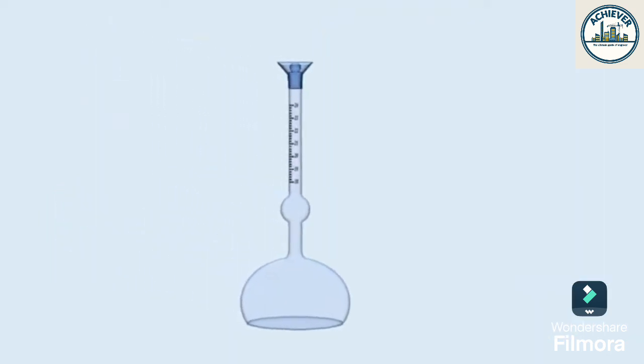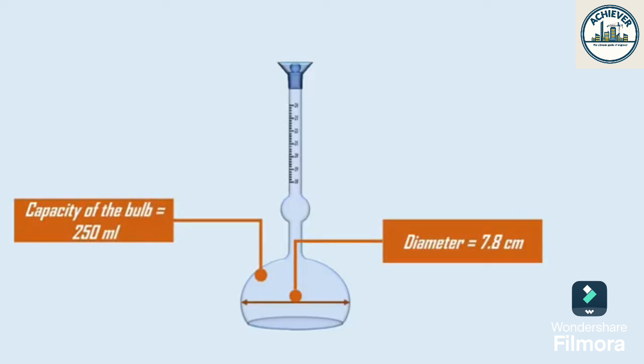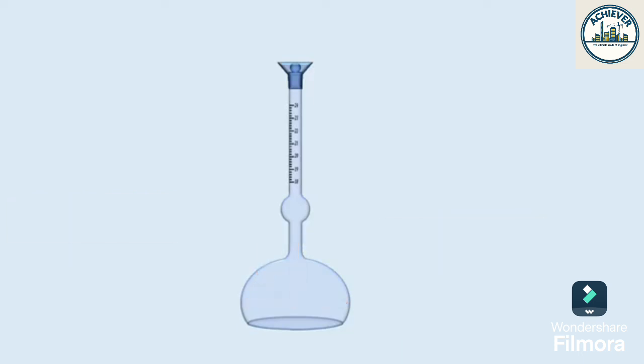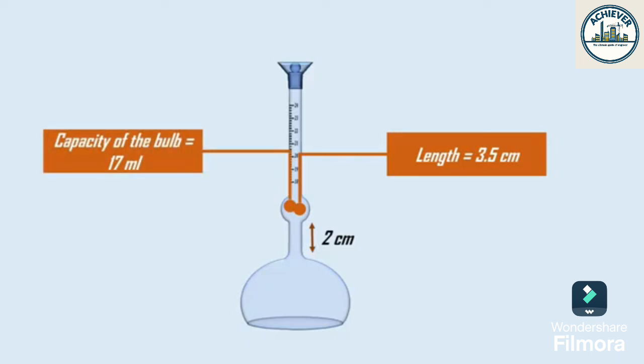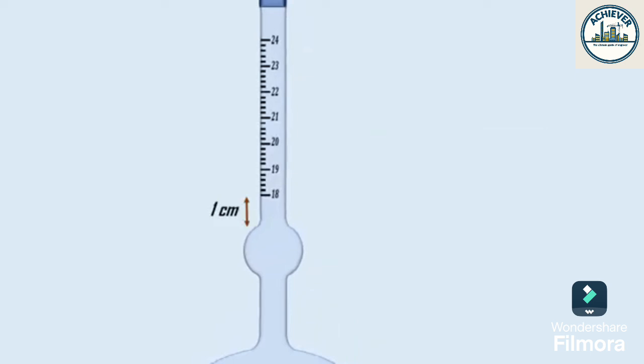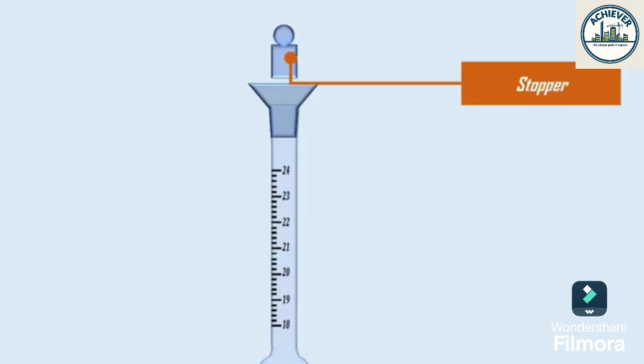The Le Chatelier flask is made of thin glass with a bulb at the bottom. The capacity of the bulb is nearly 250 milliliters with a diameter of 7.8 centimeters. At 2 centimeters from the zero, there is another bulb of 3.5 centimeters in length and a capacity of 17 milliliters. At 1 centimeter from the bulb, the stem is marked with 18 milliliters and is graded up to 24 milliliters. The portion above the 24 milliliters mark is in the form of a funnel with a diameter of 5 centimeters, and it is covered with a stopper.